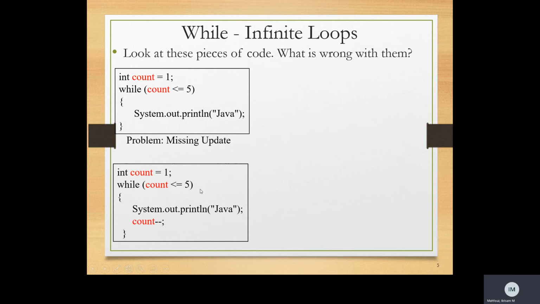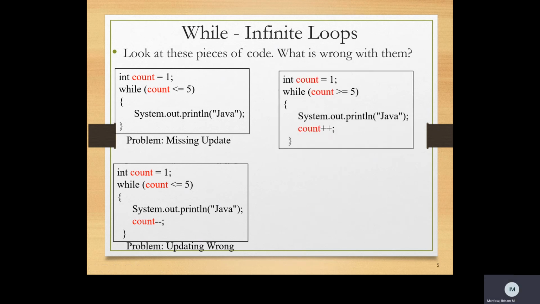It will always remain less than or equal to 5. We are never going to reach 5 because from 1 to get to 5, we have to keep adding. And we're not adding, we're subtracting. So count is going to always remain less than or equal to 5. So here we have an update, but we're updating wrong. Okay, so that is our problem. Our test will never get reached. So again, we will get into an infinite loop.